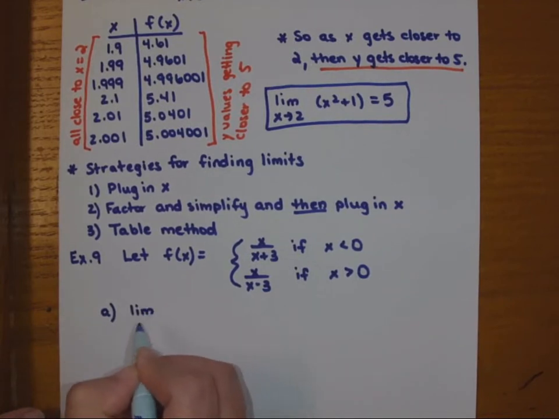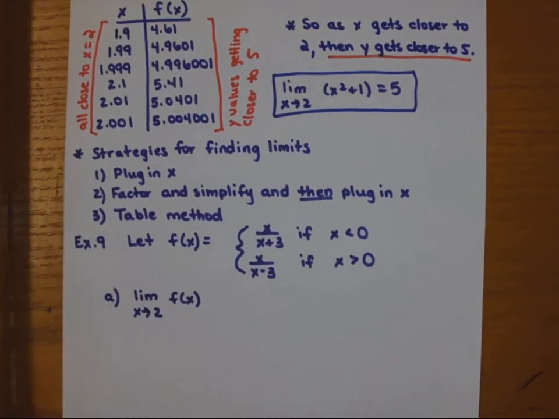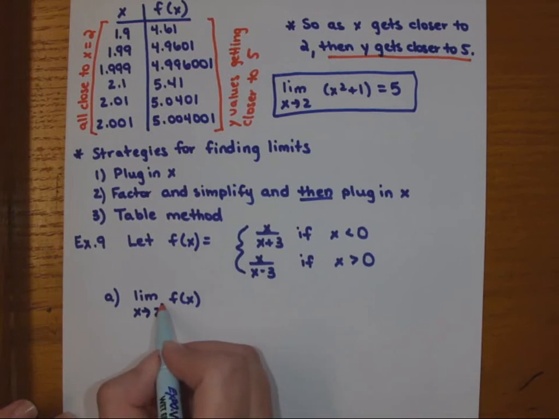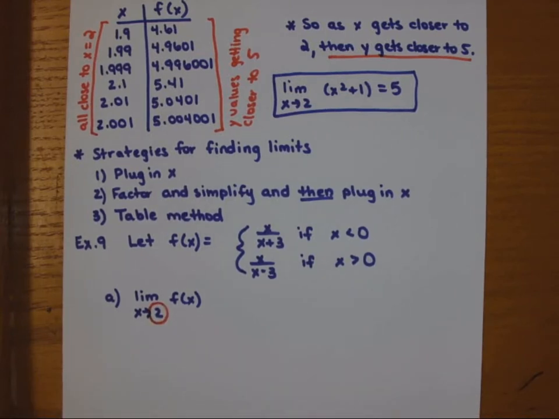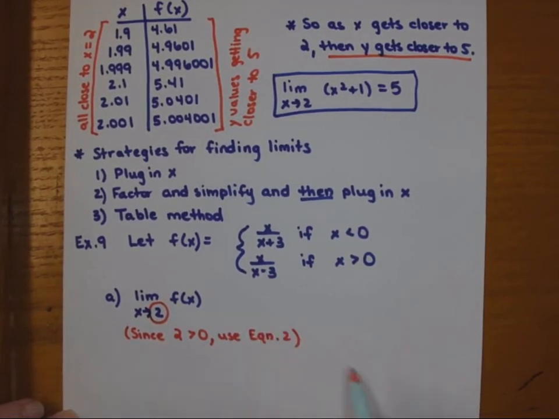So all it requires is that you really know how to read this piecewise function. So let's say that I asked you to find the limit as x approaches 2 of f of x. I want to try the plug-in method, but the question is, which equation do I use? Which one do I plug it into? It's always going to have to do with what your x value is. So you're going to say x is 2, and your question to yourself is, does that fit into being less than 0, or is that greater than 0? Notice 2 is greater than 0, so since 2 is greater than 0, when I look back up at the problem, I need to use equation 2.